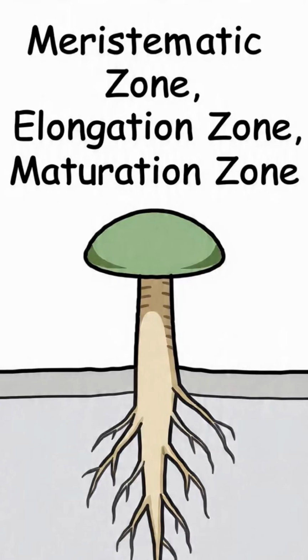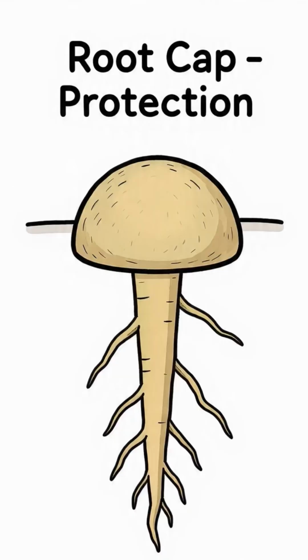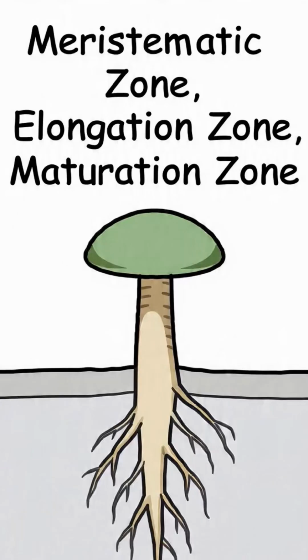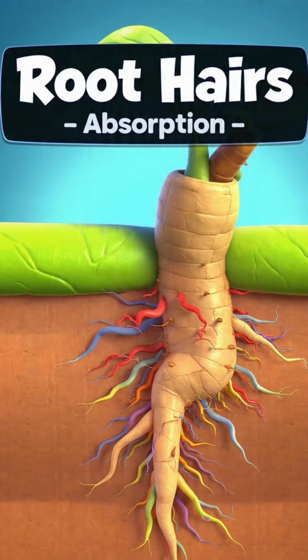The root tip has three zones: meristematic zone, where cells divide; elongation zone, where cells grow longer; maturation zone, where cells mature and form root hairs. This flow explains how roots grow from tip to base. Roots have tiny root hairs in the maturation zone. They increase the surface area for water and mineral absorption from the soil.